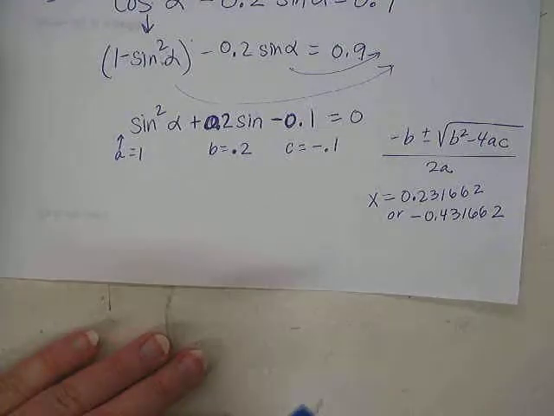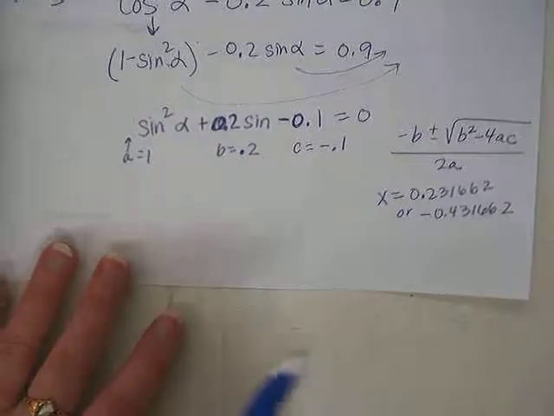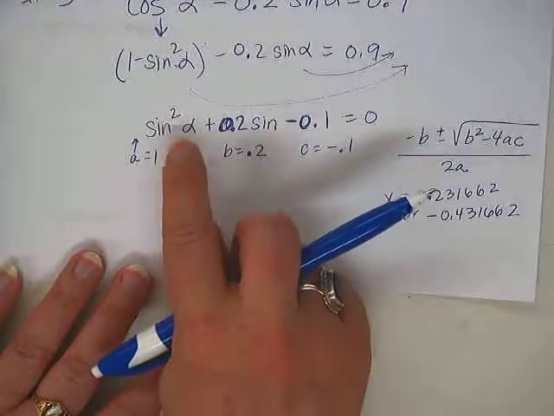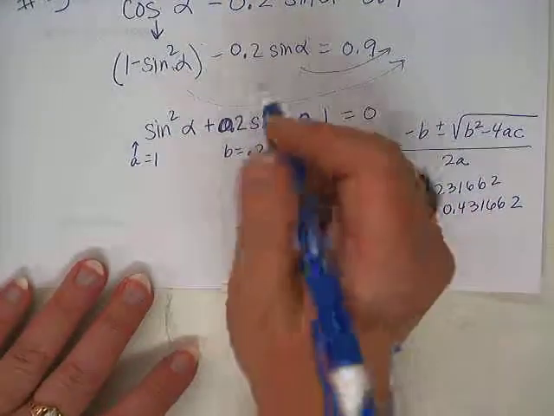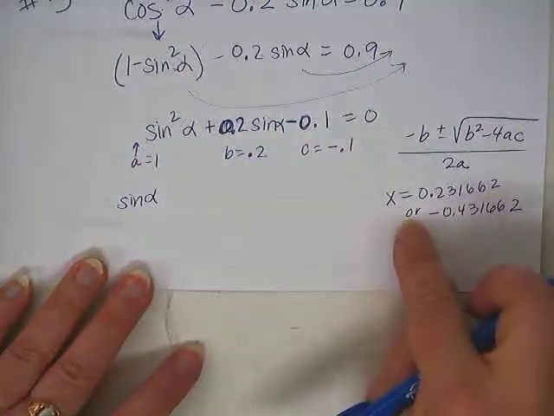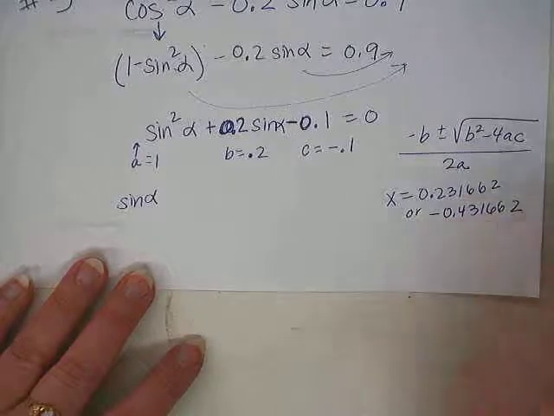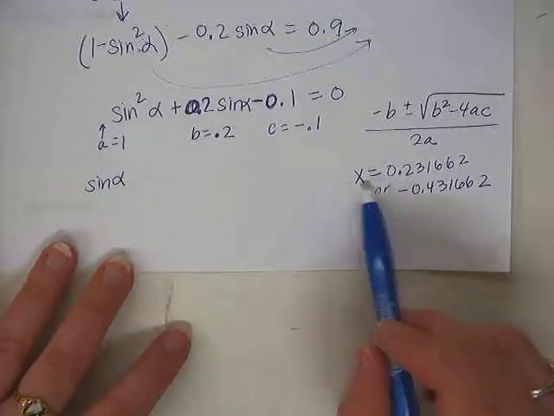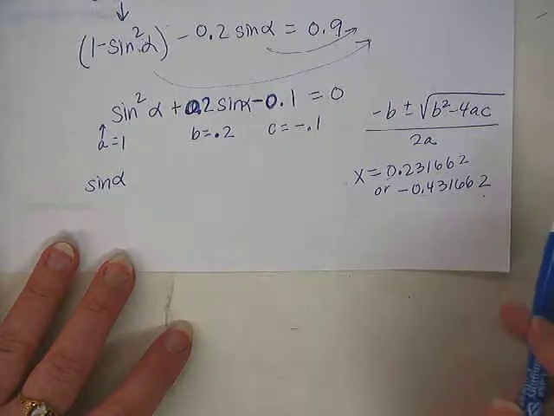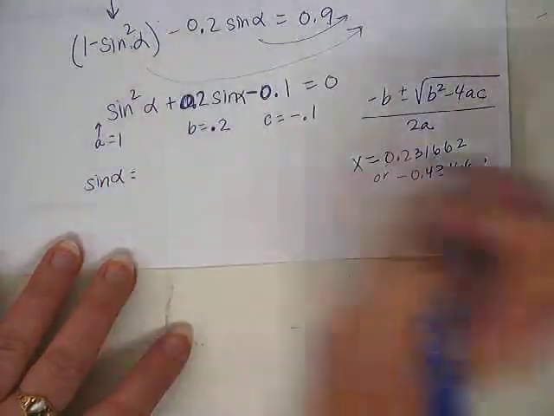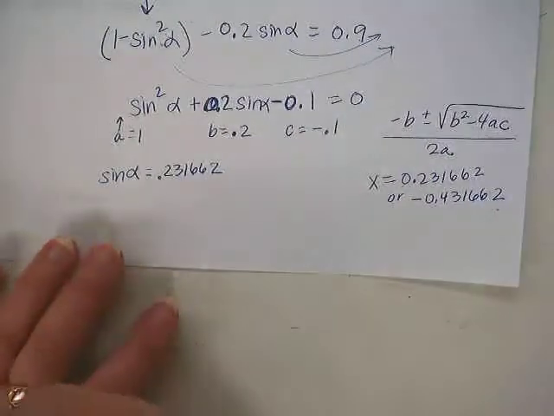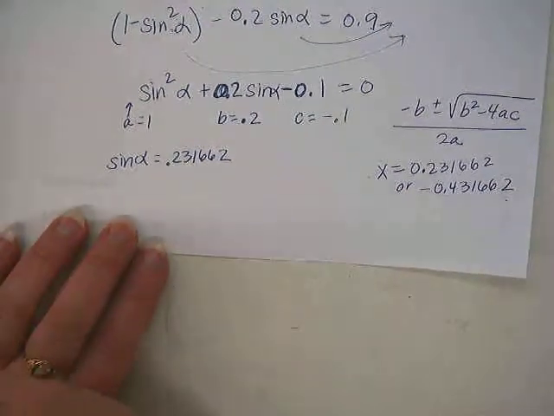Okay, so going back to our problem, you can still plug these in and do this by hand and you should get the same answers. But I don't want to take the time for that right now. So this means that we just solved for sine alpha. It's not x that equals these, it's actually sine alpha that equals these. So sine alpha equals this, and sine alpha equals that. Two different possibilities.